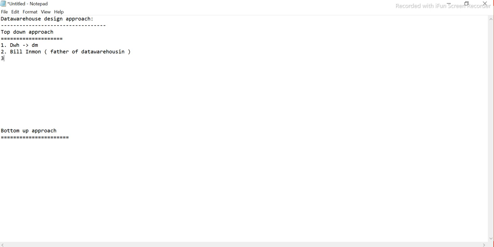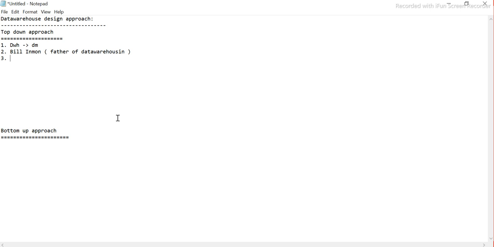And the third point about this is that this approach is very good, but the problem is that it needs a lot of expertise, because we are going to build the whole data warehouse first of all. In that, it's very difficult to forecast everything around the needs of each of the departments as well. So that's a little bit difficult to build.